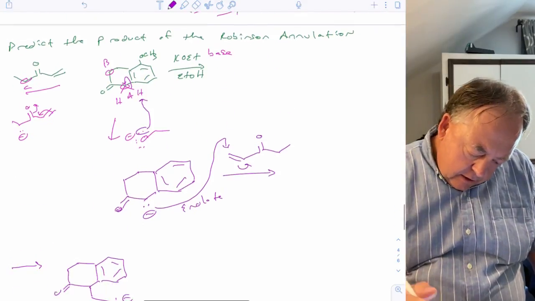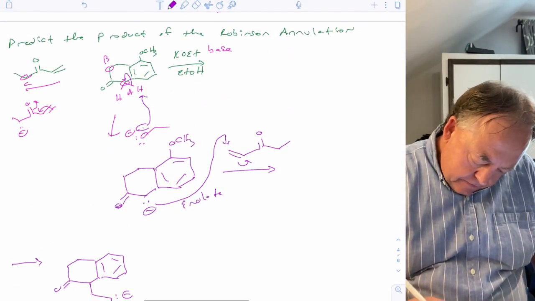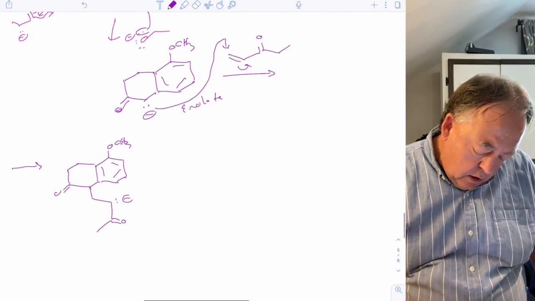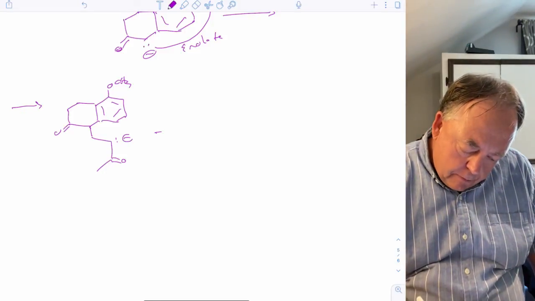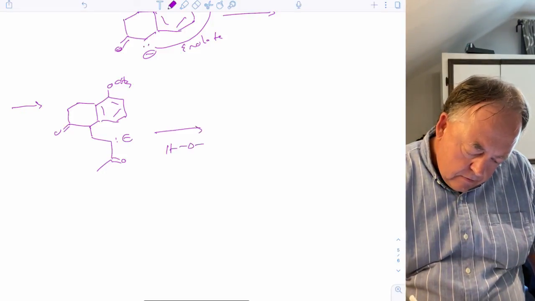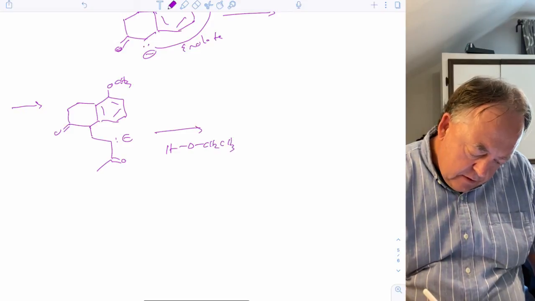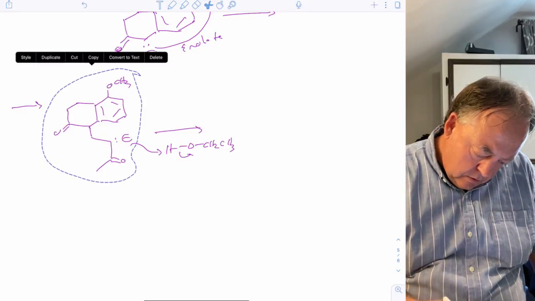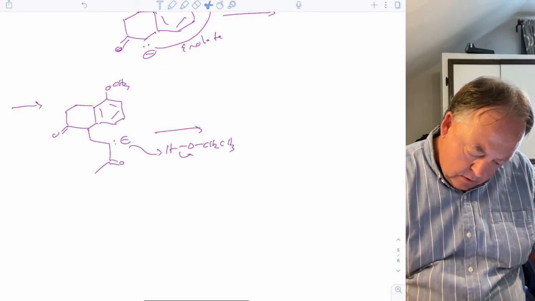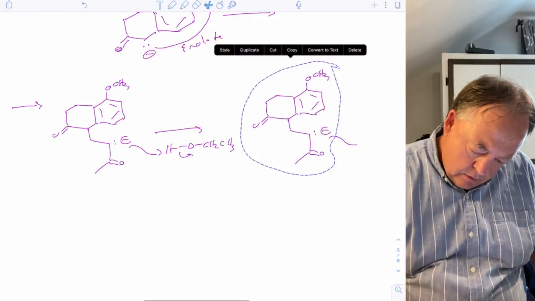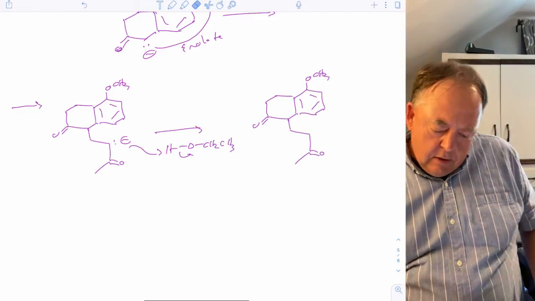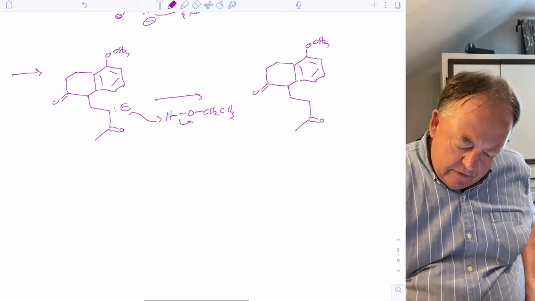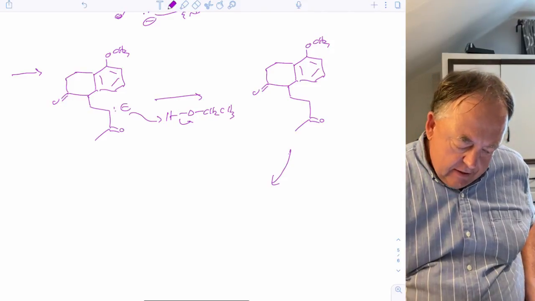And have I lost anything? Yes, I lost the OCH3 group. It's still there. Okay, so that's what we have so far. So now we pick a proton up on that carbon from the solvent. And then we want to reform an enolate. Now we want to take a proton back off. So we put one on, now we're going to take one back off.